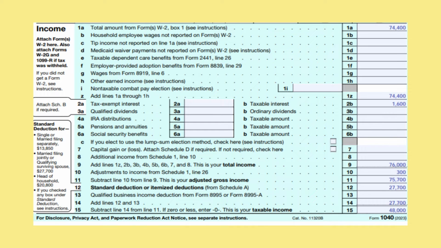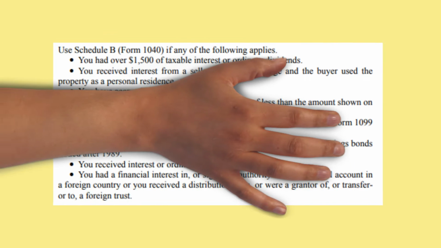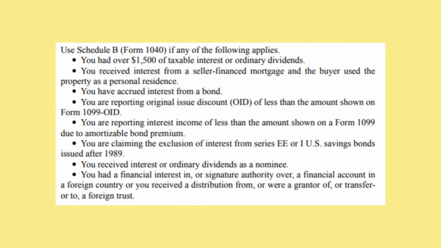On line 2A, put any tax-exempt interest that you received on a Form 1099 INT. On line 2B, put any taxable interest. In our example, you received $1,600 from your bank on a Form 1099 INT. Since you had taxable interest of over $1,500, you need to file Schedule B. There are some other instances where you'd have to file Schedule B, and I have listed them here.